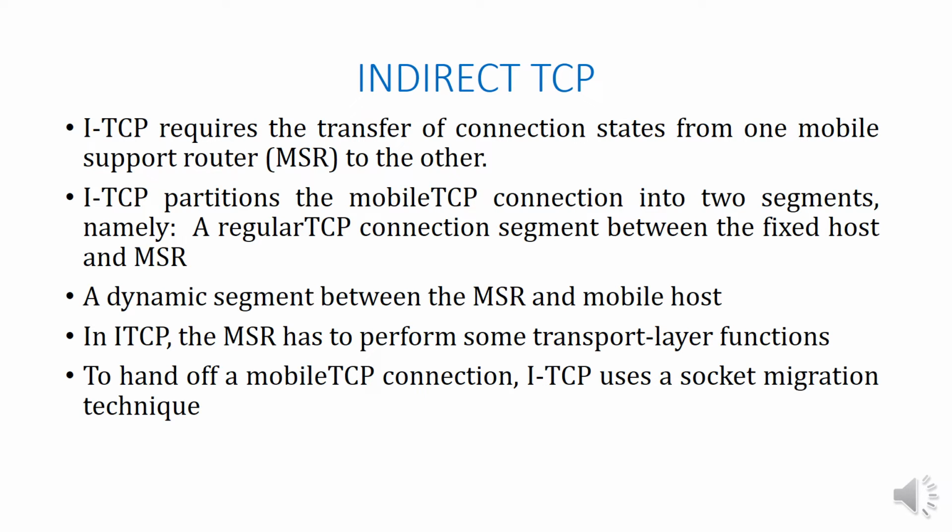The I-TCP requires the transfer of connection states from one mobile support router, MSR, to another. I-TCP splits the mobile TCP connection into two segments, namely a regular TCP connection segment between the fixed host and the MSR, and a dynamic segment between the mobile support router and the mobile host. In indirect TCP, the MSR has to perform some transport layer functions. To hand off a mobile TCP connection, I-TCP uses a socket migration technique.